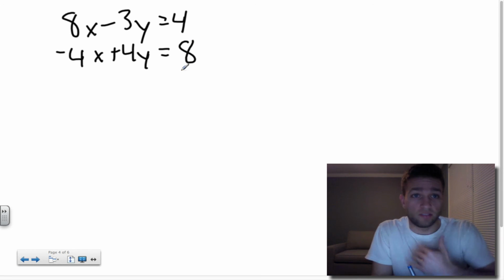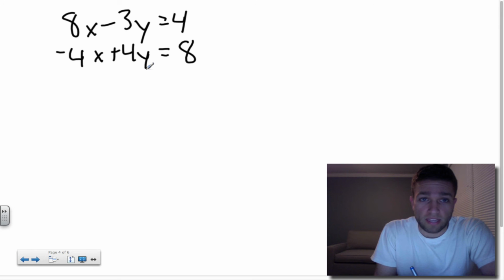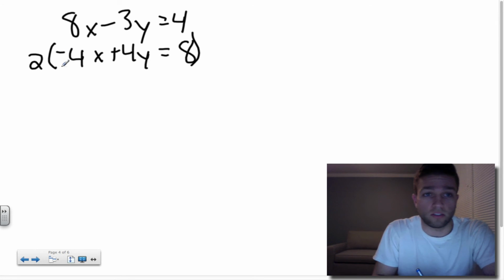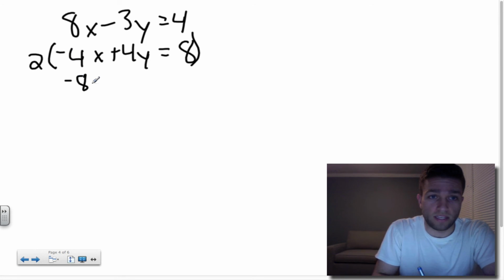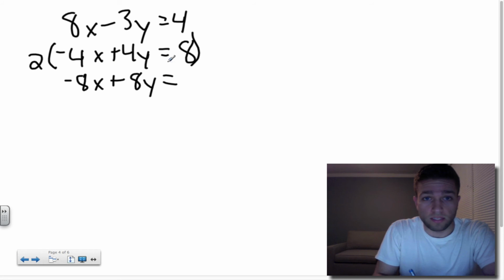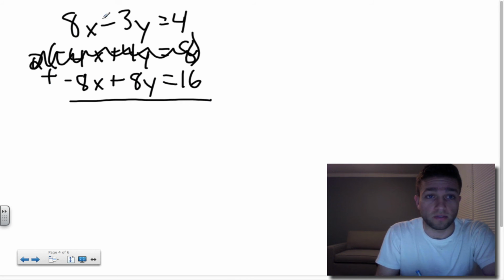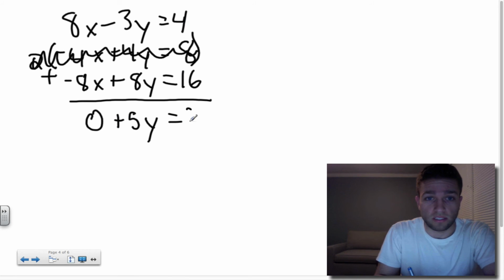And this is another example of I don't exactly have two numbers that will cancel out, but if I multiply this negative 4 times 2, then it'll be a negative 8, and that will cancel out with this 8. So I'm going to multiply this whole entire equation by 2. So 2 times negative 4 is negative 8. 2 times 4 is 8. And 2 times 8 is 16. So now I've changed that equation to this, and I'm going to add, because 8 plus negative 8 is 0, so 0. Negative 3 plus 8 is positive 5. And 4 plus 16 is 20.